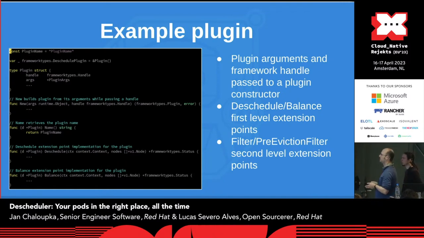Here, in short, if you are familiar with the scheduling framework, then you can see that the structure is almost the same. You specify the plugin type, then once your plugin is part of the framework, the framework injects the handle and arguments which you can then parse in a way that you like. Then you define the first level extension points, like deschedule and balance, which are invoked directly by the framework, and you can also define second level extension points which are invoked from within the plugin.